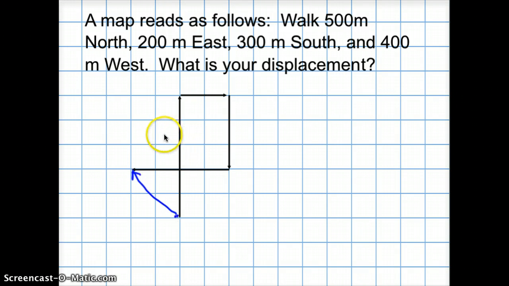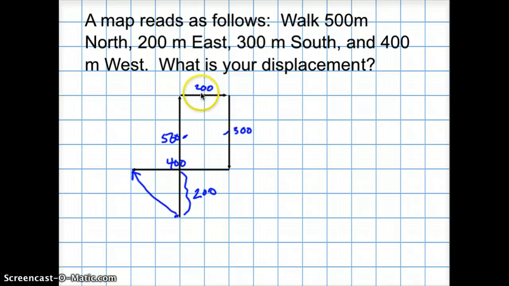So the question is, this one's 500, this one is 200, this one is 300, and then this one going across is 400. Well, what can I do? I can combine my vectors. So if I combine my verticals together, my 500 with my 300, I'm going to get a vector of 200. So what's left over here is a 200 vector.